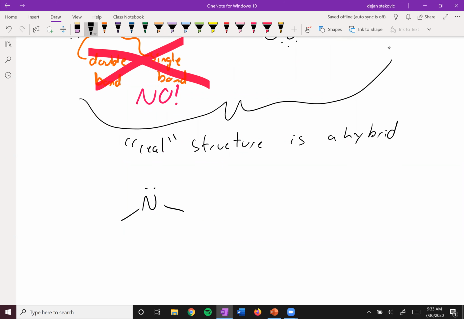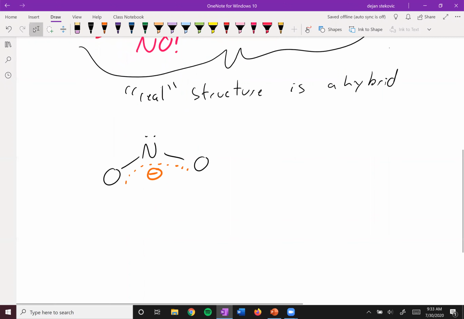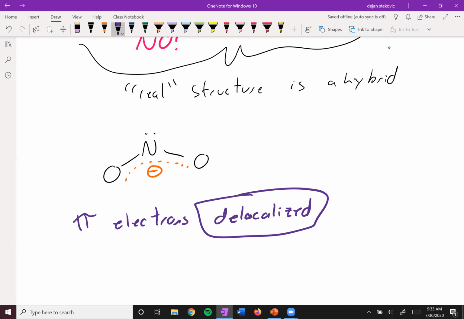Where we have this nitrogen with its lone pairs, and then we have two oxygens, and then there's these pi electrons and this negative charge that are delocalized over these two oxygens, right? So these pi electrons are delocalized, right? They're not just on one oxygen, they're on both of them.